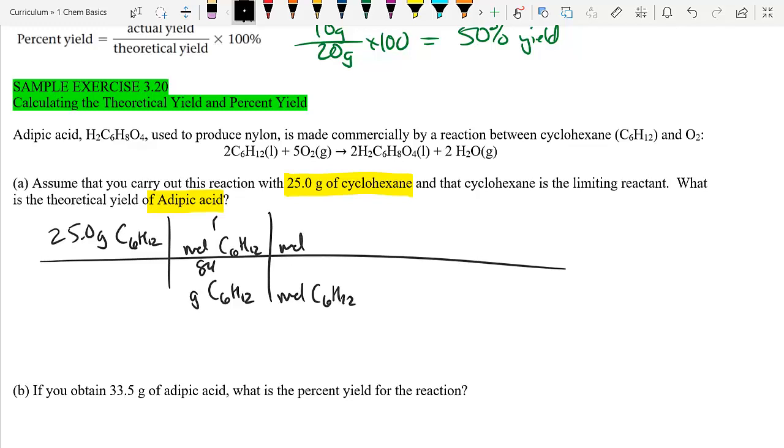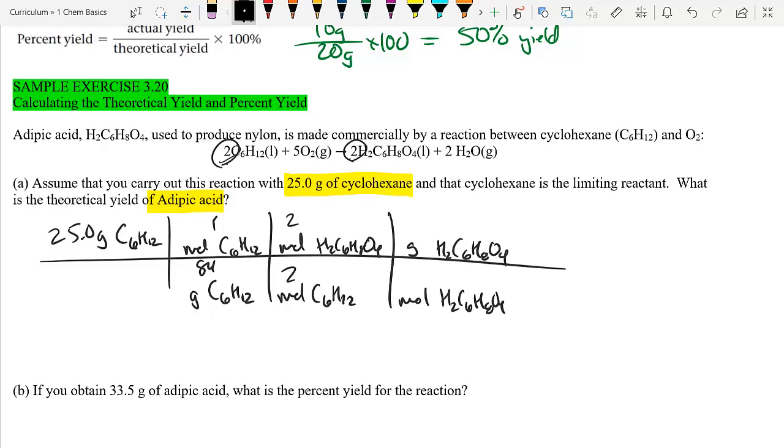Now we want to cancel out your cyclohexane moles, and go back into moles, but this time for our adipic acid. So that again is H2C6H8O4. Fun one to write out. And looking at it, we can see that we have a 2:2 ratio. Going to be nice and convenient to cancel. Now I have moles of the adipic acid, and I want to get grams of the adipic acid as a final point.